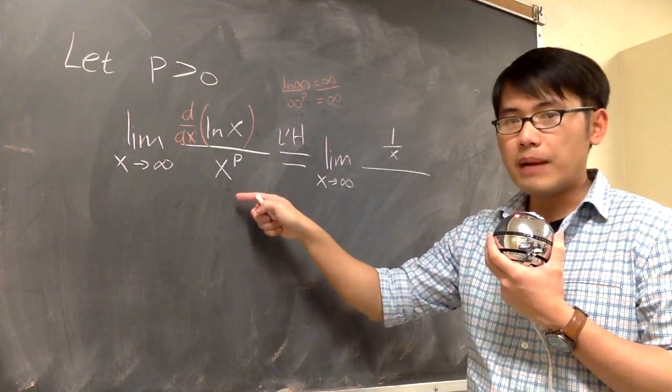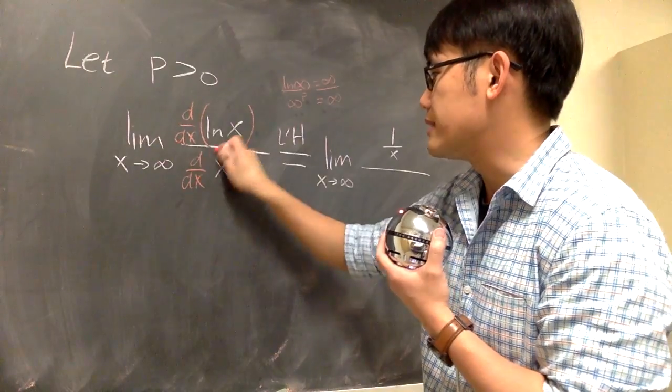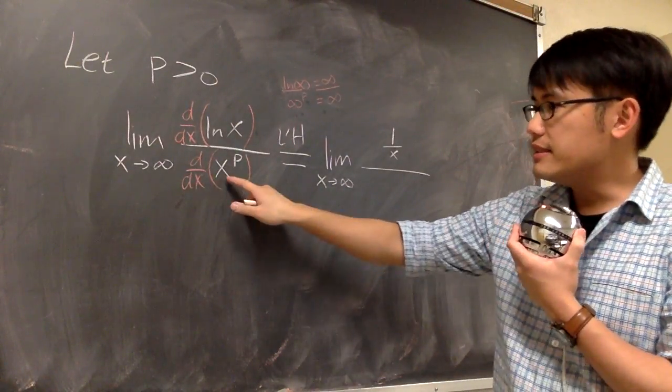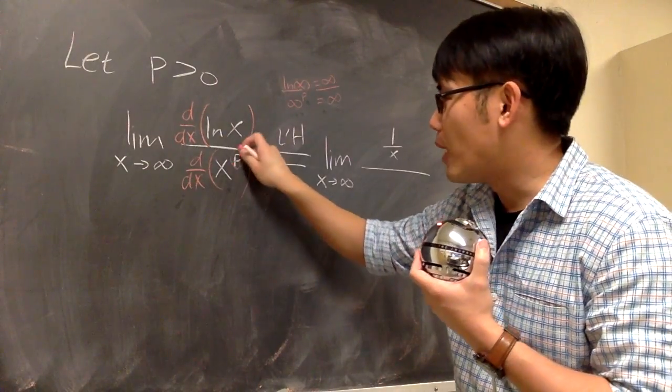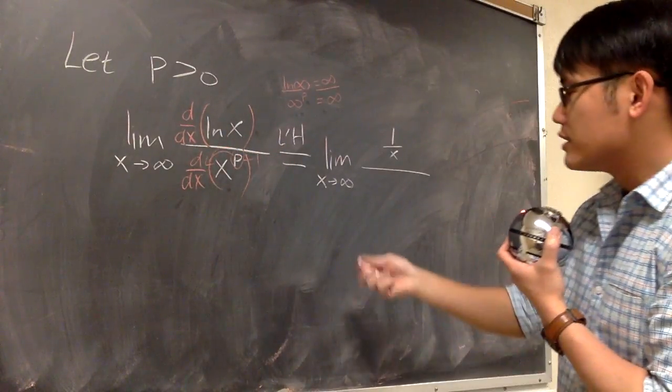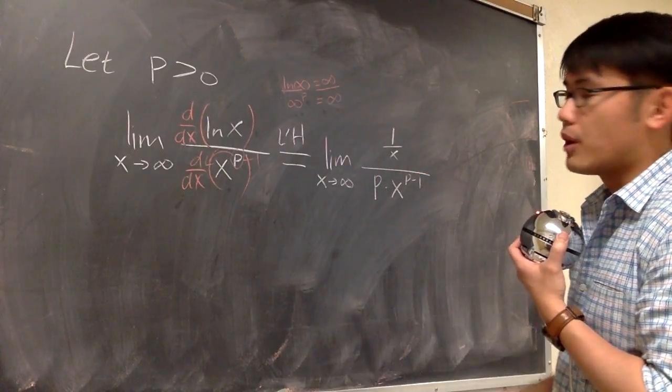and then we'll look at the denominator, which is x to the p power, and also differentiate that by itself. Since this is x to some power, how do I take the derivative of that? Take the power to the front and then minus 1. So we have p times x to the p minus 1 power.